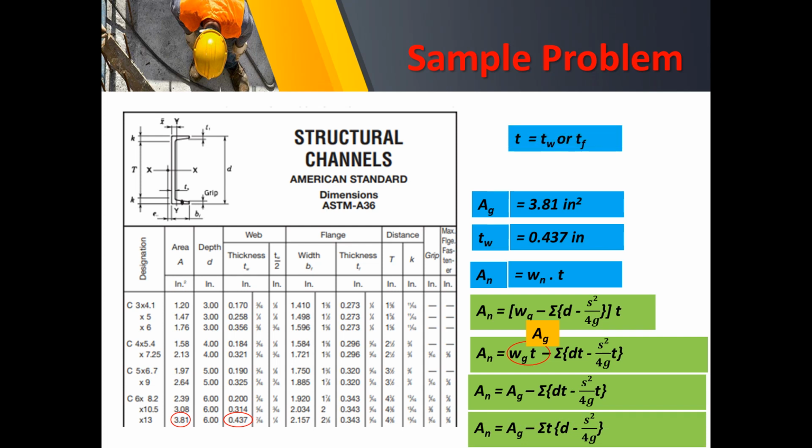Now, the thickness here could be the web thickness or the flange thickness, depending on the location of your bolt. If your bolt is within the web, then use the web thickness, and if your bolt or the connection is in the flanges, you can use the flange thickness.